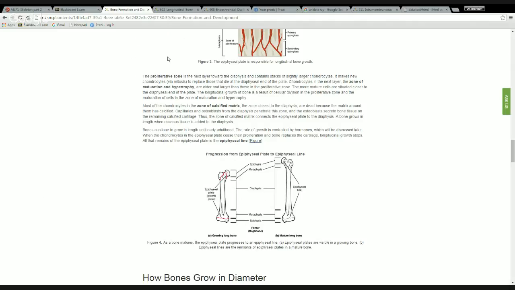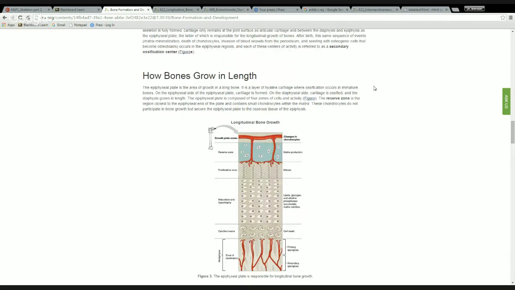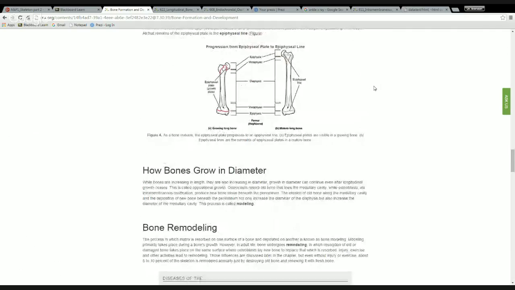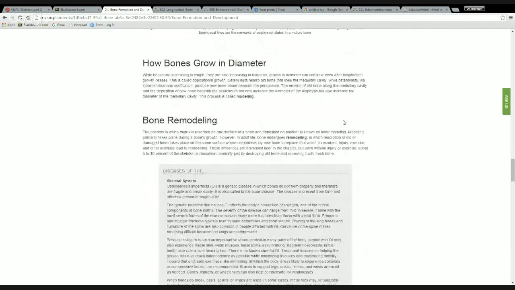So that's how bones get longer postnatally. Also postnatally, and this really is a lifelong kind of growth, bones will grow in diameter. Now in the book, they talk about growing in diameter and bone remodeling as if they're really two different things, but they're not. It's the same process. It's just a matter of when it's taking place.